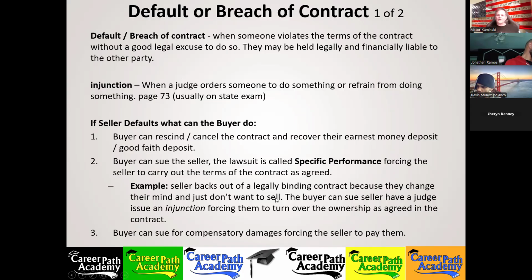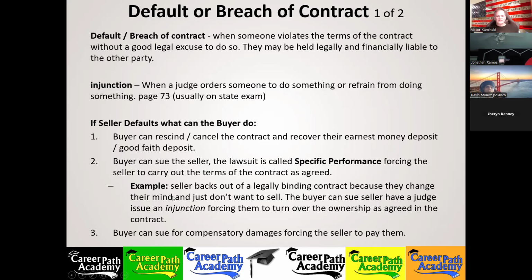So a buyer can rescind the contract. They could cancel it and recover their deposit money, their earnest money deposit or good faith deposit, whatever you like to call it. The buyer can sue the seller, forcing them to carry out the terms of the contract as they agreed to in the contract. This is known as specific performance. That's what the lawsuit is called. You're suing the seller to perform as they promised in the contract.